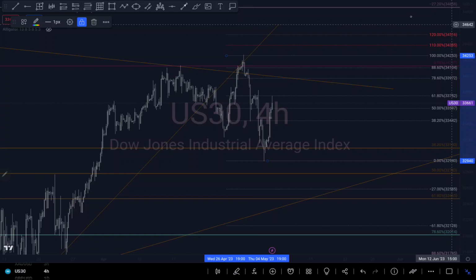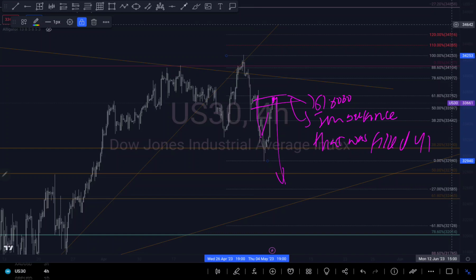We can also retrace off of this area right here. That's a possibility because we can see there was an impulse right here. We can retrace off that impulse to continue to the downside, which is around my 61.8% Fib level, and there's also an imbalance that was filled up around that area as well for it to now retrace.